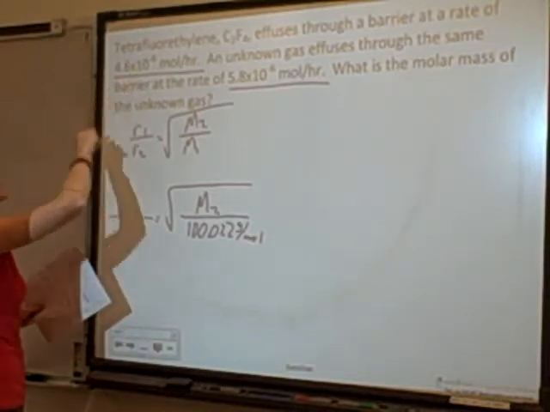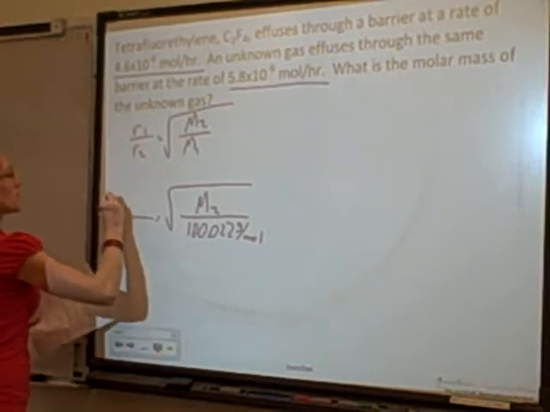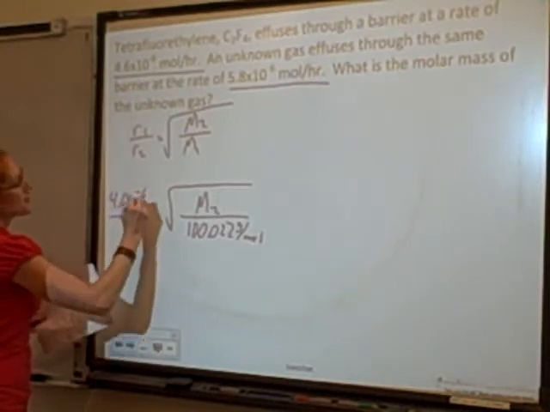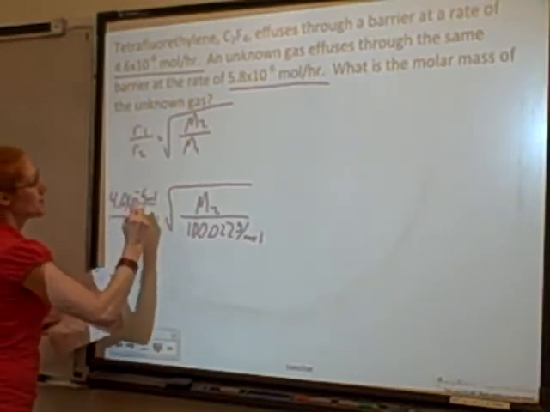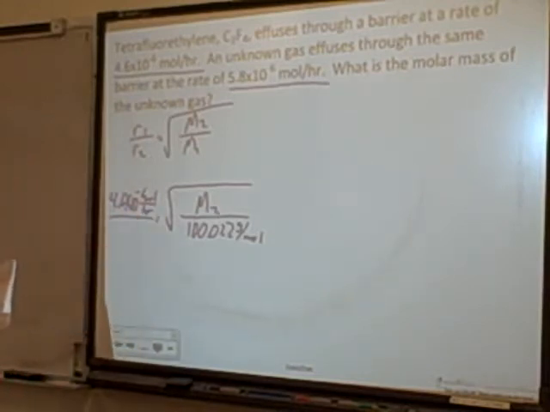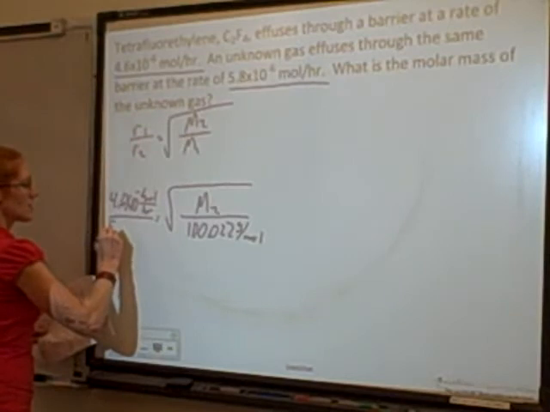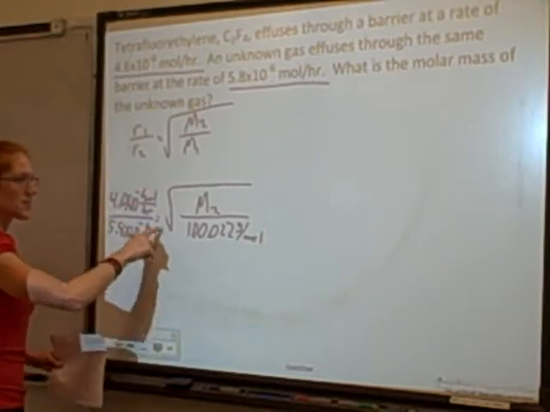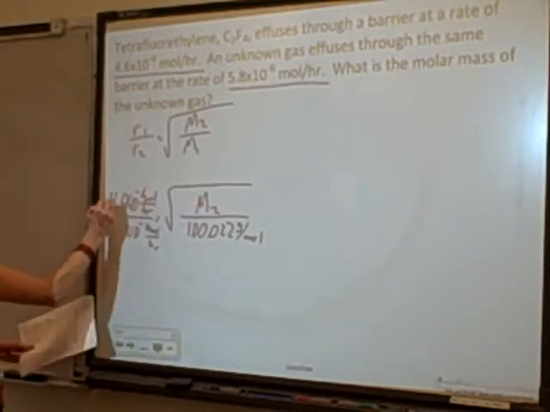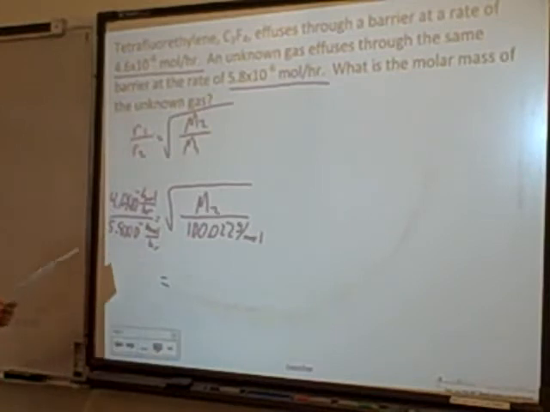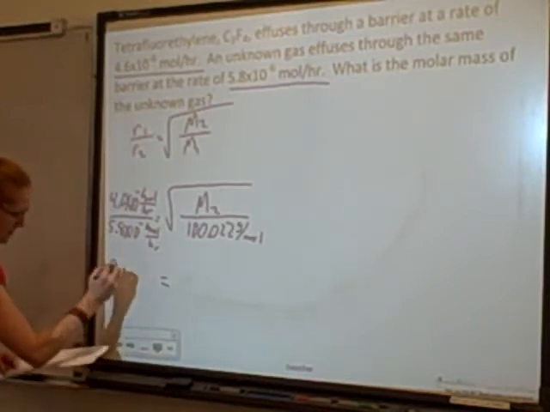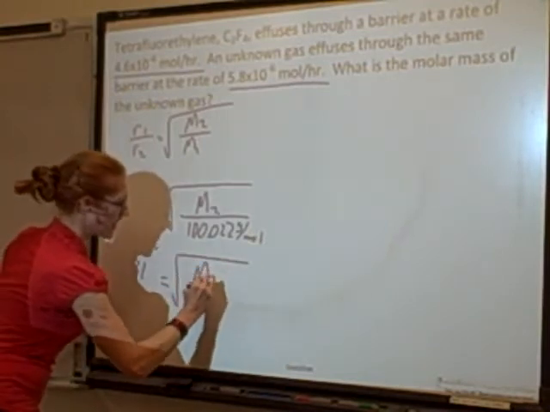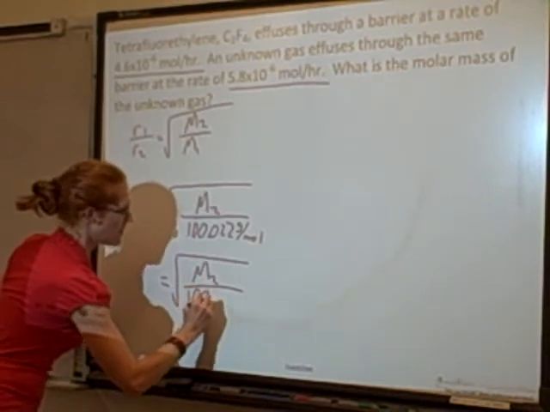All right, and then for rates of effusion, 4.6 was for this gas, so it's going to go up here: 4.6 times 10 to the negative 6 moles per hour. And then I've got 5.8 times 10 to the negative 6 moles per hour. That's the rate of my unknown gas. So I'm going to do this divided by this, and when I typed that in, I got 0.7931 equals the second molar mass over the known molar mass.